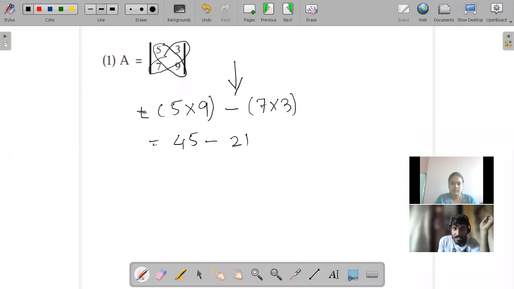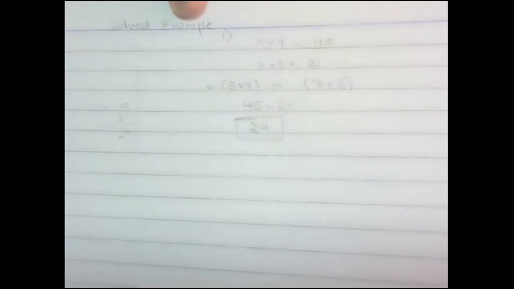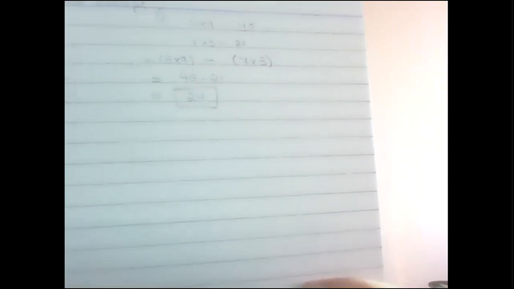See, write it like this. Put an equal to sign. Then you write here 5 into 9 minus 7 into 3. Write it exactly this way. Then 45 minus 21, that is 24. This is the way you have to write the determinant. Put an equal to sign for the second step as well: equal to 45 minus 21. Correct. So henceforth, whenever we say finding the determinant, this is the way you find it.